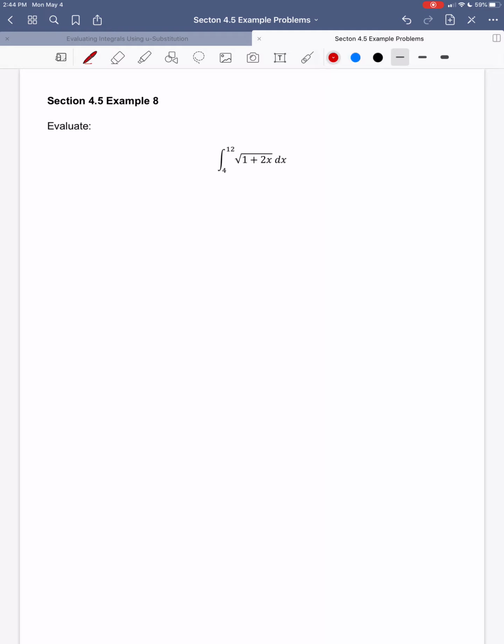Okay, so this now is a definite integral. With a definite integral, remember what I've really got here, well, a couple things. These are really x limits then. So what I've got here, this is the integral as x goes from 4 to 12 of the square root of 1 plus 2x dx. Not much choice for my u. I'm probably going to let the inside of this square root be u.